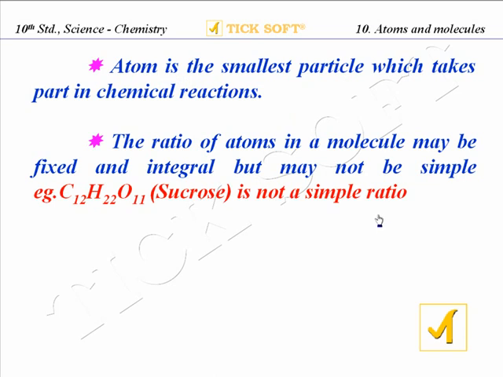These atoms, the smallest particles, are the only ones involved in chemical reactions. So the ratio of atoms in a molecule may be fixed or integral but may not be simple. Example, sugar. Sugar is nothing but sucrose, C12H22O11. It is not a simple ratio.